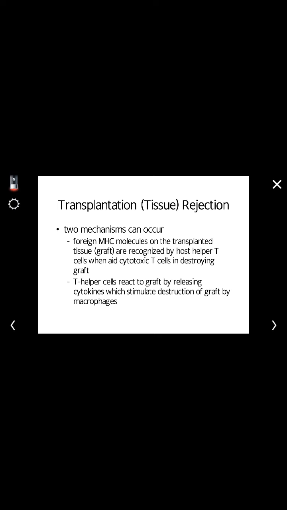Two mechanisms can occur. Foreign MHC proteins on the transplanted tissue are recognized by the host helper T cells, which then aid cytotoxic T cells in destroying the graft. The T helper cells also react to the graft by releasing cytokines, which stimulate destruction of the graft by macrophages.